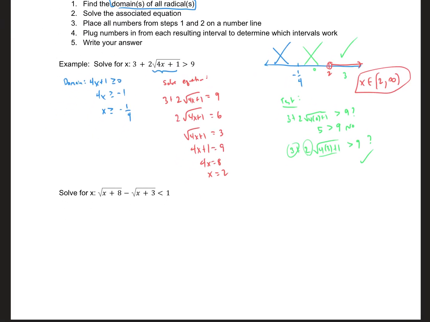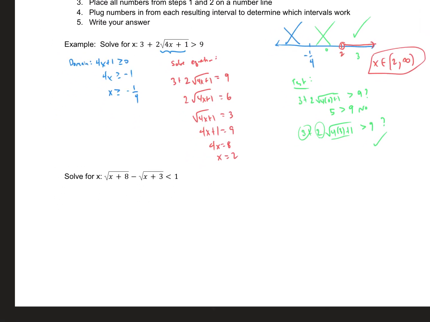Now, when you have two radicals in the inequality, the process is still the same. I'm going to draw a number line. I'm going to do my domain first, but this time I have two radicals. So x plus 8 has to be greater than or equal to 0, and x plus 3 has to be greater than or equal to 0. So that says that x has to be greater than or equal to negative 8, and x has to be greater than or equal to negative 3. So if I put negative 8 and negative 3 on my number line, negative 8, anything less than that, not going to work. Negative 3, anything less than that, not going to work.